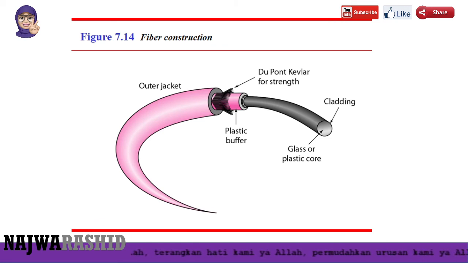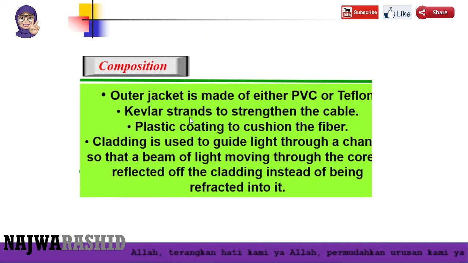Okay, this one is fiber construction, the type of fiber optic cable. It has the cladding, with different diameter and density. And it's made from glass. This one we call the Kevlar, and this one we have the plastic buffer and outer jacket. The outer jacket is made from PVC or Teflon. You can look at your pipe at home. We have the Teflon, the white color one. And then the Kevlar is to strengthen the cable.